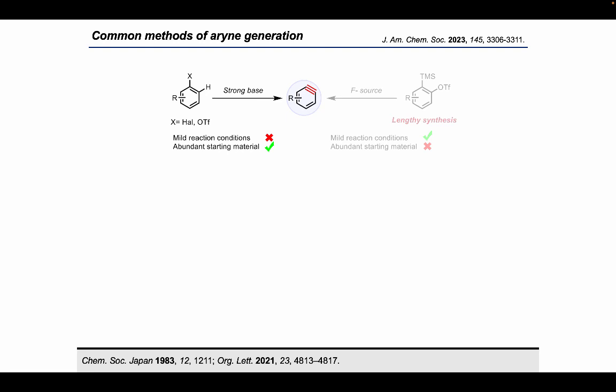The second, and probably the most common method, is to use ortho-silyl aryl triflates along with a fluoride source to generate arynes. In the presence of fluoride sources such as potassium fluoride, cesium fluoride, or TBAF, these compounds generate arynes at room temperature, dramatically increasing their functional group tolerability over base-mediated aryl halide elimination.